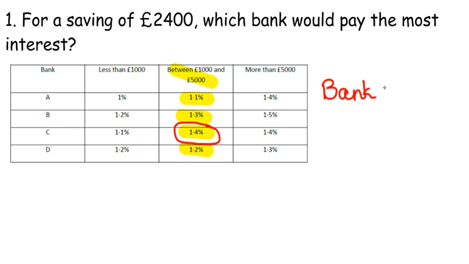Our answer is bank C. It's not asked us to work out how much interest they get, it's just asked which bank is going to pay the most interest. Okay, don't find yourself doing more than you're asked to do.